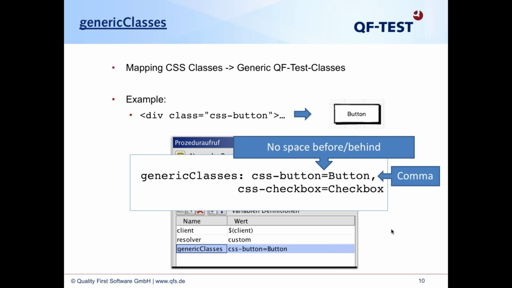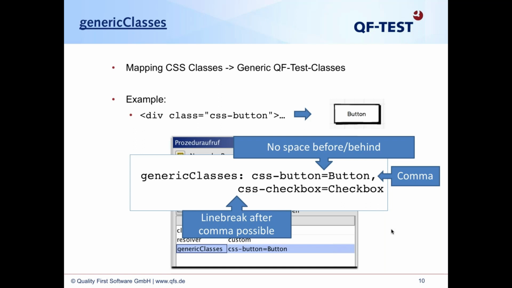You can put several mappings inside the parameter. You can add another mapping with a comma and then say, every element with the CSS class CSS checkbox should be a checkbox. And for better readability, it is possible to add line breaks after the comma. Then you can use the edit button in QF-test and have a multi-line edit, which is pretty comfortable for putting in all those assignments, and you probably have a long list of CSS classes in your application that should be mapped to generic classes.